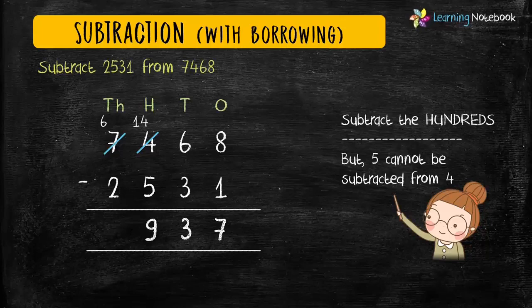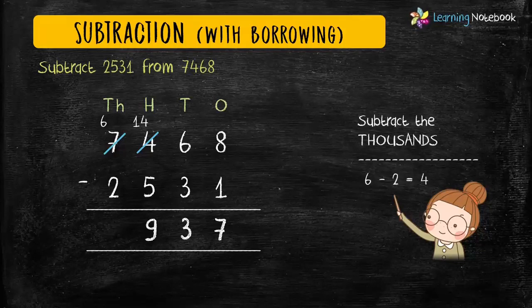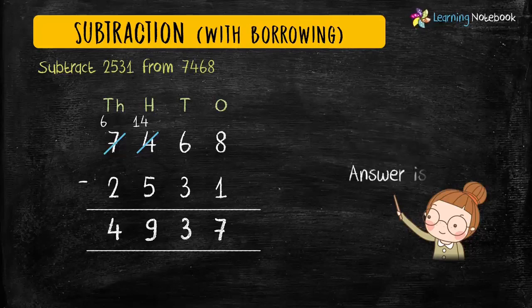In the end, let's subtract the digits at thousands place. 6 minus 2 equals to 4. So our answer is 4937. So students, this is how we do subtraction of 4-digit numbers with borrowing from thousands place.